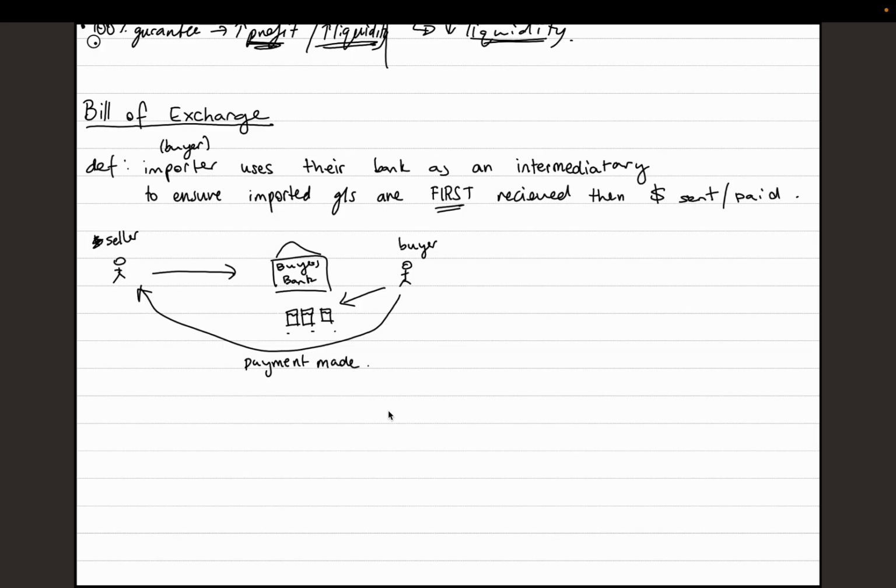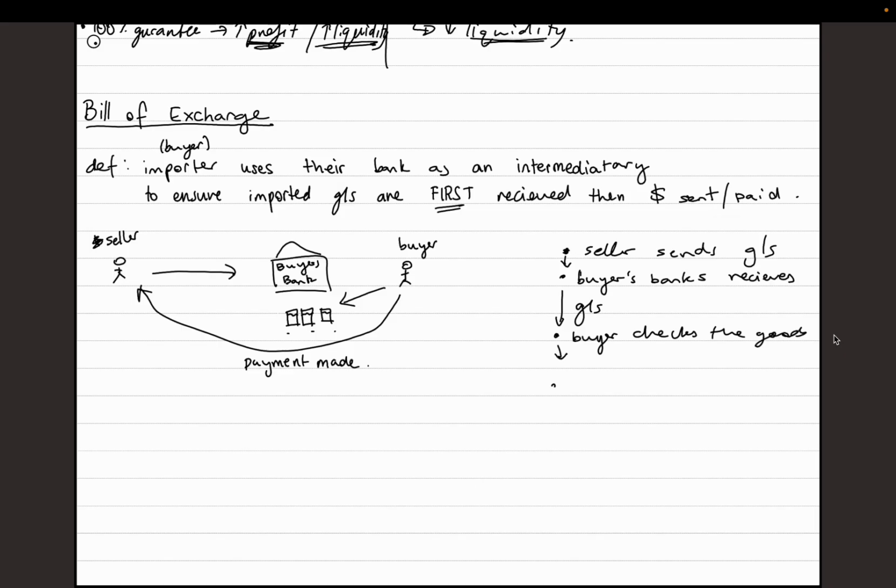So in order, seller sends the good, then buyer's bank receives the goods, then the buyer checks the goods, then the payment is made. Payment sent to seller. Okay, perfect.